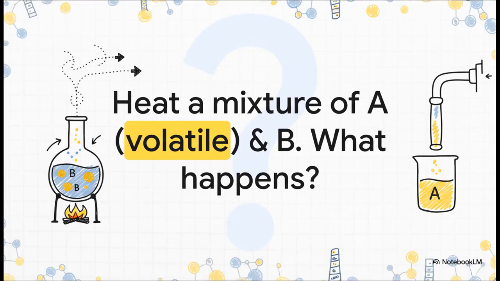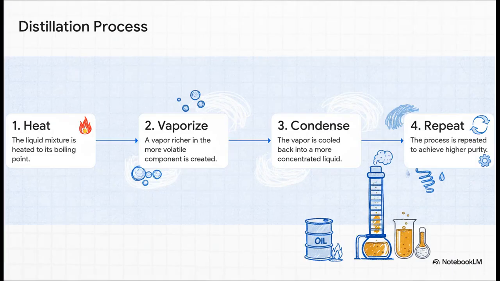Okay, so quick pop quiz for you. Let's say you heat up a liquid mixture. It's got component A, which is more volatile, and component B, which is less volatile. What happens? Well, the answer is C. They're both going to vaporize to some extent, but, and this is the key part, because A has that higher eagerness to escape, the vapor that forms will have a lot more A in it than the original liquid did. And this is where the magic of distillation really happens.